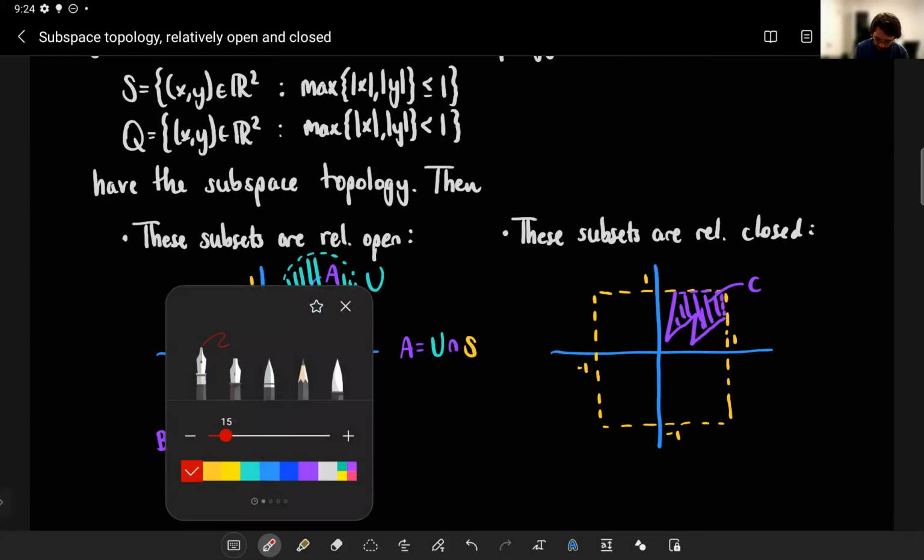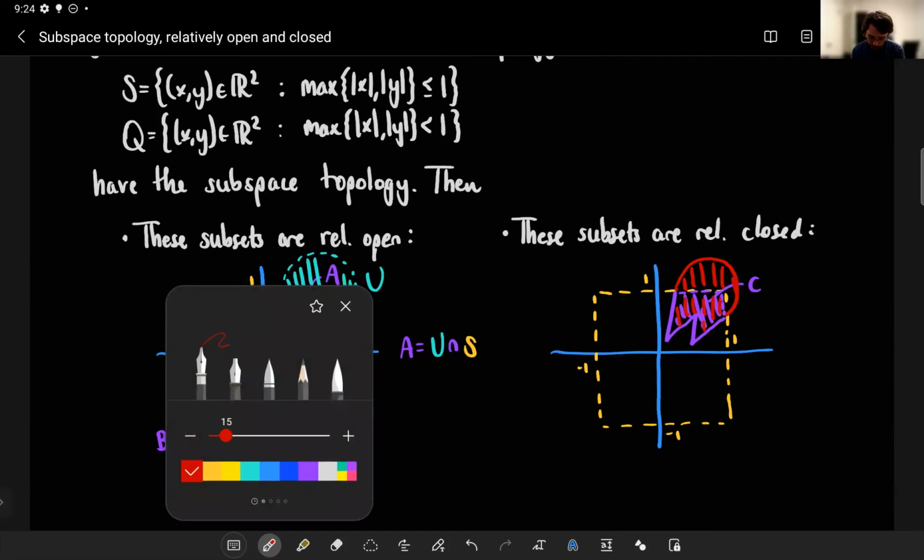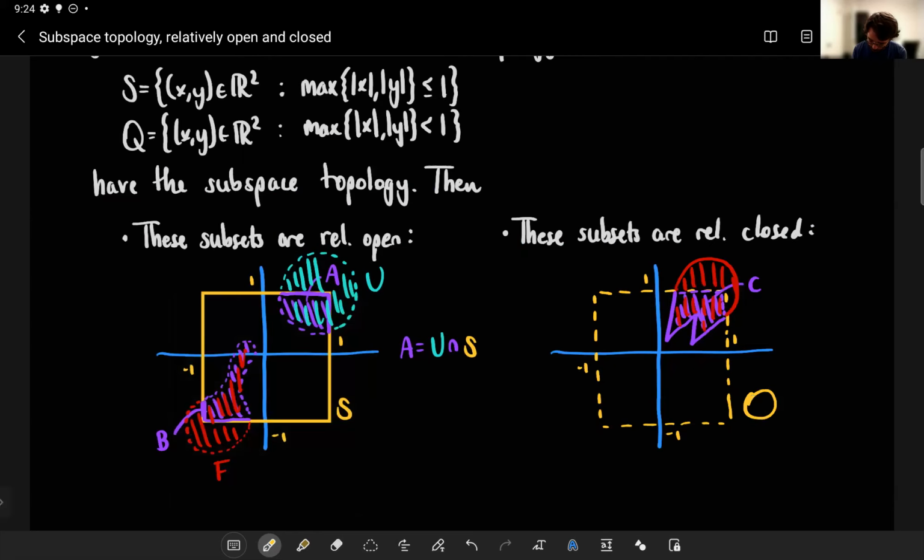And it's closed because I can take some closed set like that. So the red set is closed in R2. Intersecting it with the open square makes it look like it's half open, half closed, but really it's relatively closed because we're not worrying about anything outside of the square. The only thing we care about is inside the square. So this is the square Q. Cool. You can generate as many examples as you want like that.